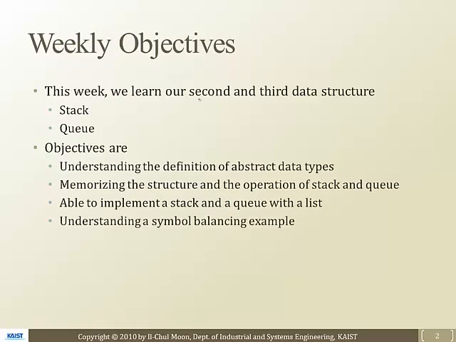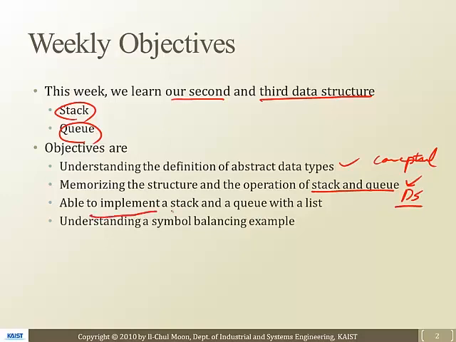So our weekly objectives are this, and we are going to learn our second and third data structures, called stack and queue. The objectives are, you have to understand the definition of abstract data types and memorize the structures and the operations of stack and queue. So this is the more conceptual part, and this is more like actual data structure implementation issues: implement a stack and queue with a list, and understand a symbol balancing example, which we are going to cover more in homework 2.